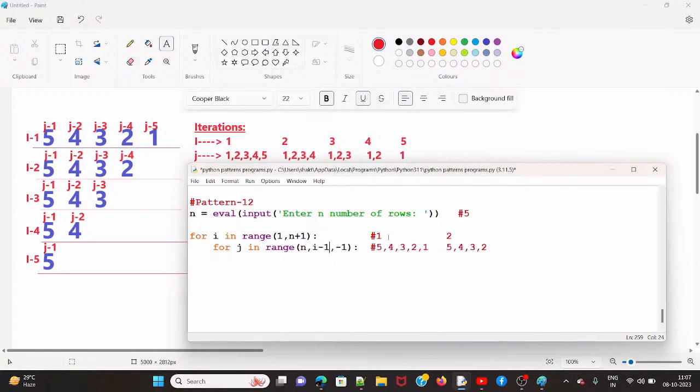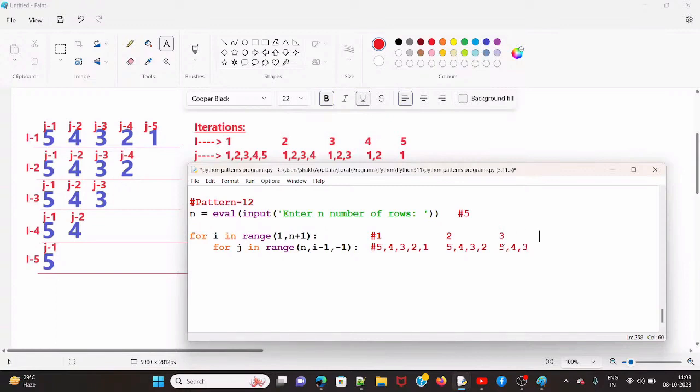Next, when i value is 3, let's replace 3. 3 minus 1, how much? 2. Starting 5, ending 2 is there. So ending 2 means it takes before 2, which is 3. That means 5 to 3 will come. Okay, 5, 4, 3. That's all.